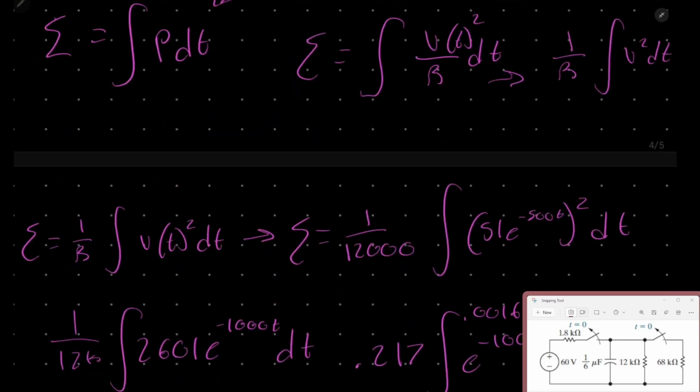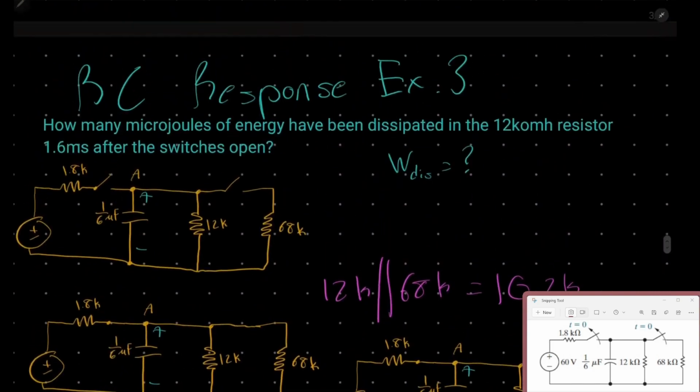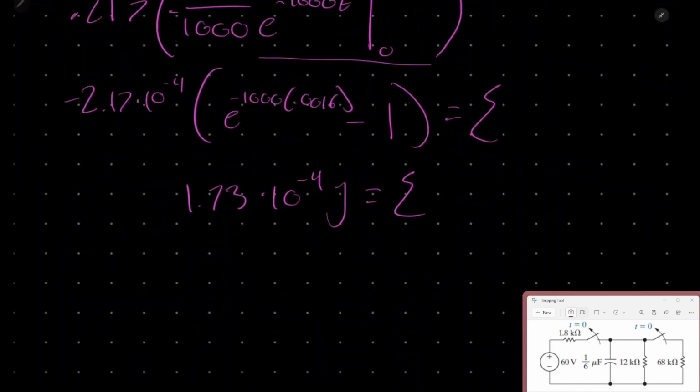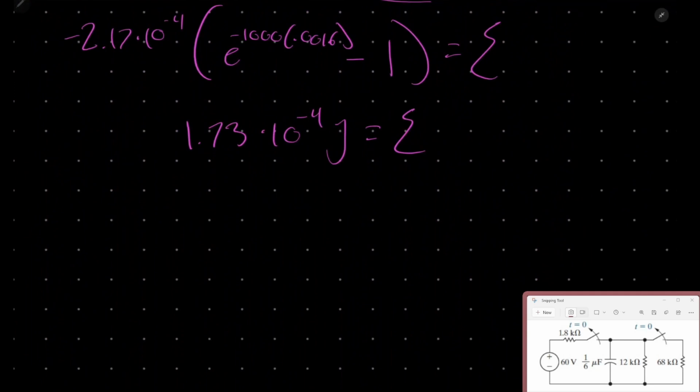Or since it's asking for microjoules, we'll just multiply that by 10 to the negative 6. And we get 173.2, rounded, microjoules.